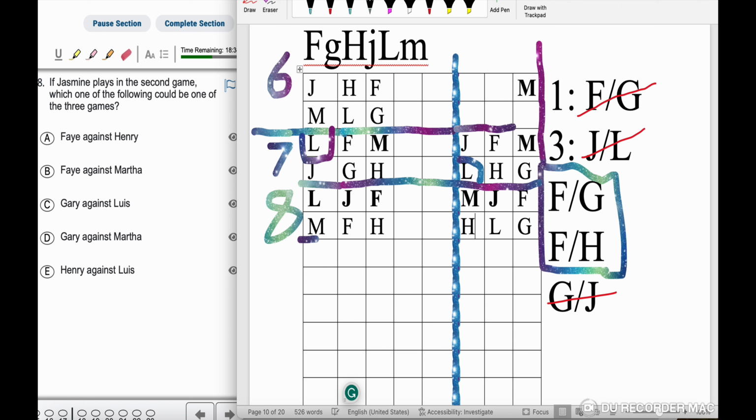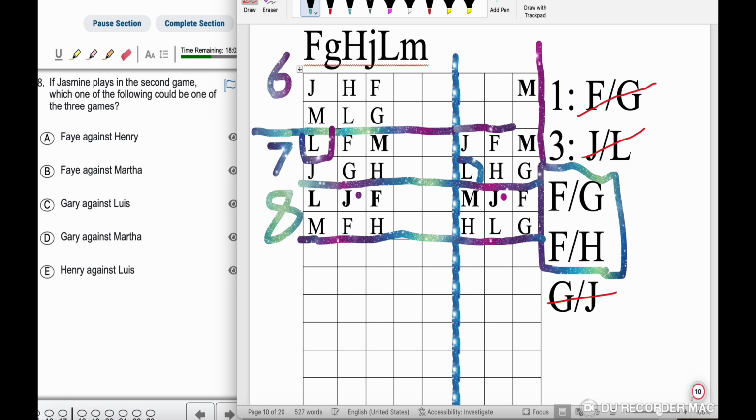And seeing how this meets all the rules. F and G are not in the first game. J and L are not in the third game. F against G, F against H. G and J are not allowed to be playing each other. So for F, it's either going to be F against G or F against H. So these 2 worlds that we created right now, they meet the standards to go ahead and answer question 8. So let's go ahead and answer question 8 here. If Jasmine plays the second game, so Jasmine's going to be here. I'm going to put a dot next to it.